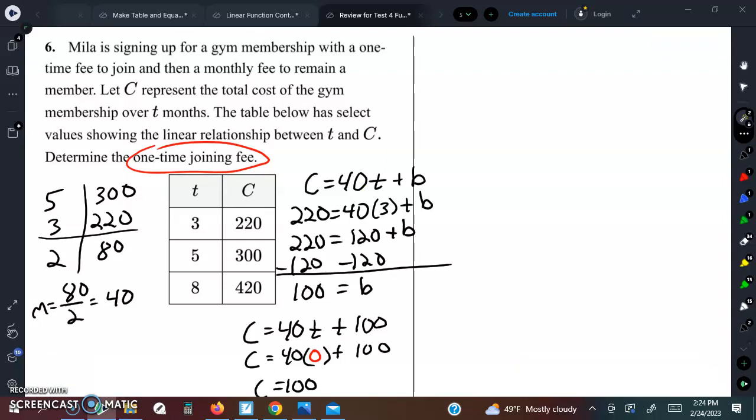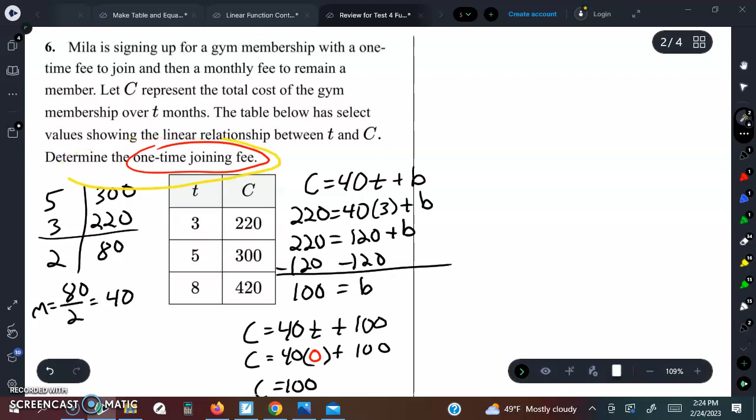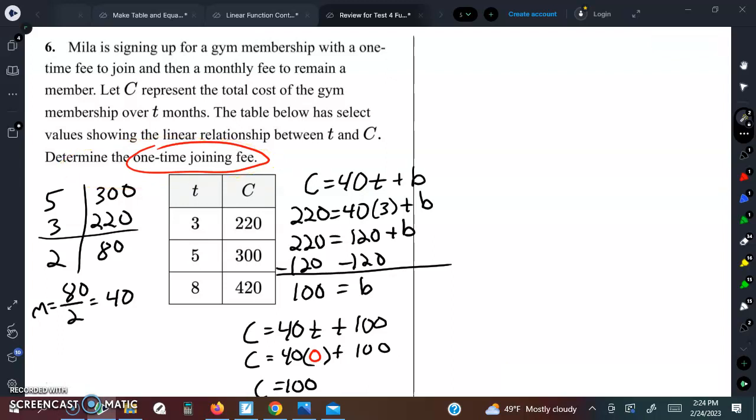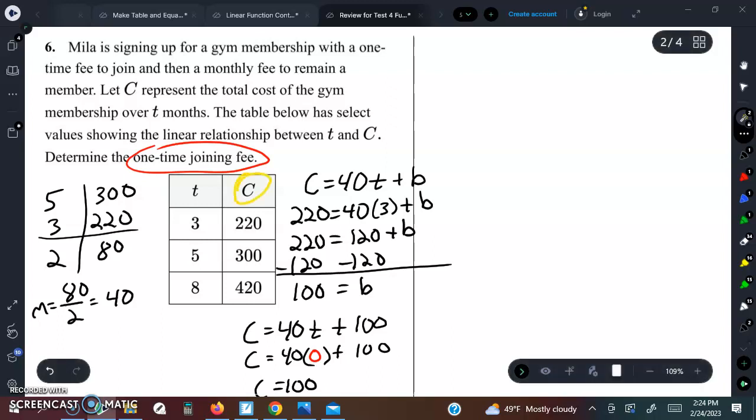So the table below has the selected values and the linear relationship of t and c. Determine the one-time joining fee. So you need to understand that if we had a gym membership, you've got the one-time joining fee plus how much you pay every month. So the one-time joining fee is the initial amount. So that's going to be your y-intercept. That's what we're looking for. So we want to know what would c be if it was at 0 months.